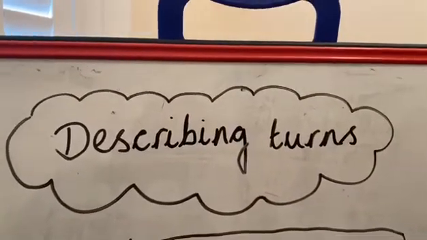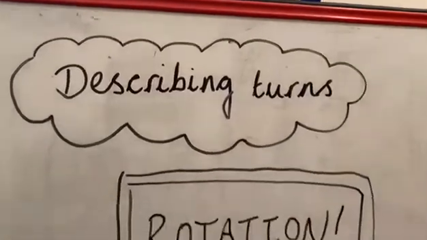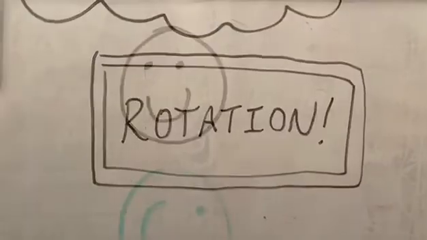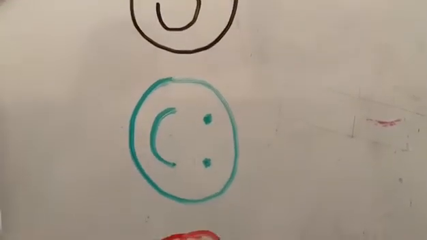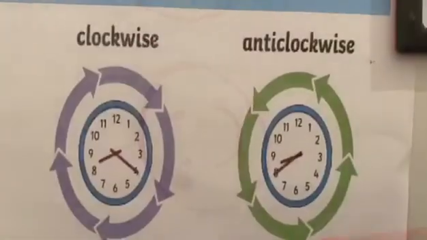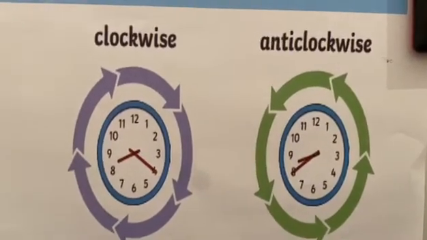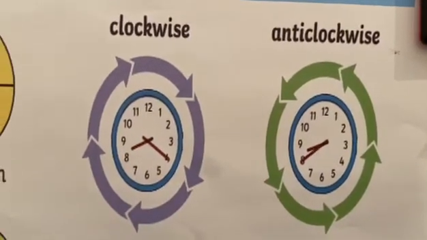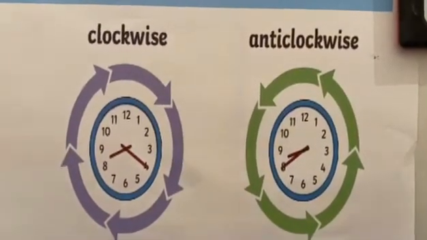Today for maths we are going to be describing turns. This is also often known as rotation. Rotating an object or a shape means that we are moving them around a fixed point. To be able to move a shape or an object around a fixed point, we need to know which direction they are moving in. So two key terms we need to know are clockwise and anti-clockwise.